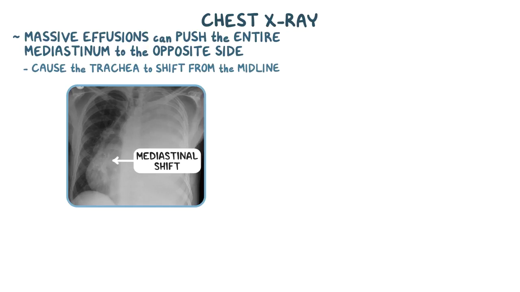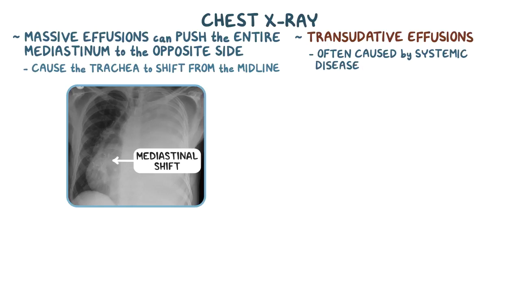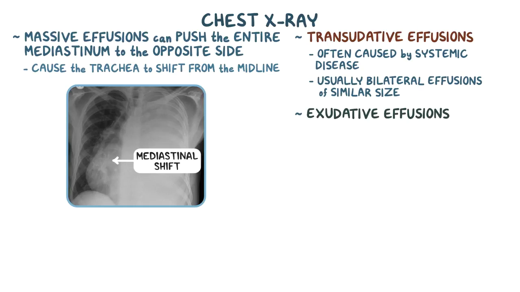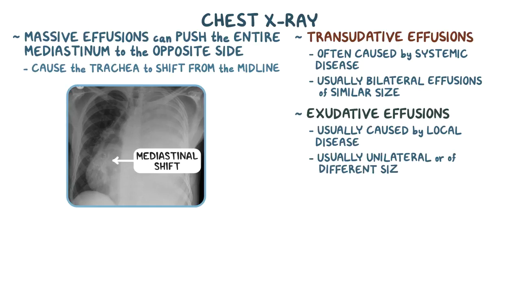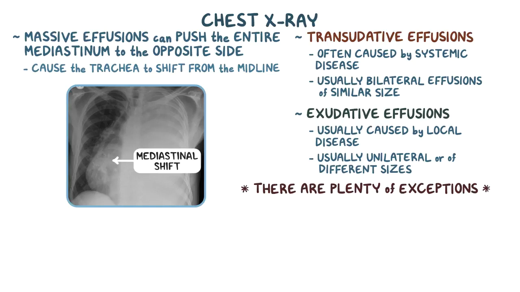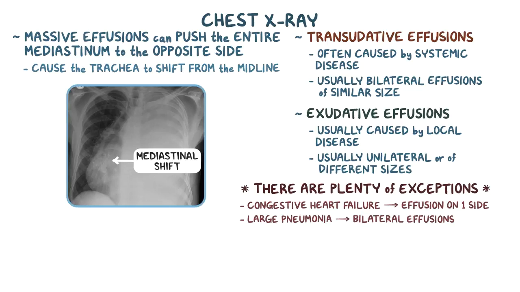Now, since transudative effusions are often caused by a systemic disease, there are usually bilateral effusions of similar size. In contrast, exudative effusions are usually caused by localized disease, and therefore are usually unilateral, or of different sizes. But there are plenty of exceptions to this rule. For example, early on in congestive heart failure, there may only be an effusion on one side, and conversely, a large pneumonia might lead to bilateral effusions.